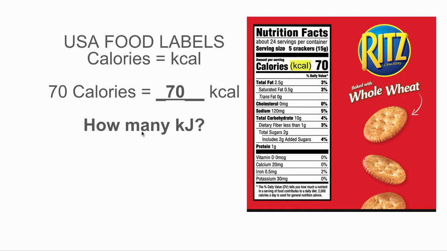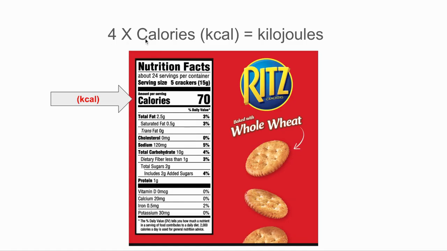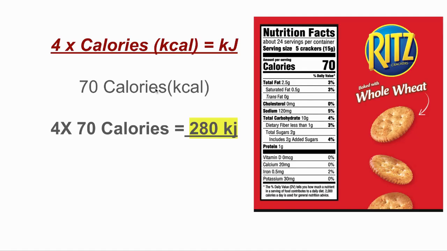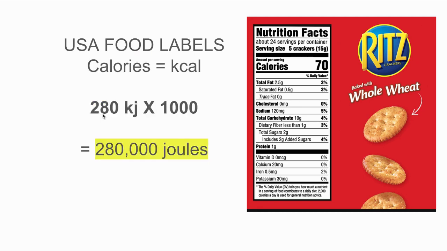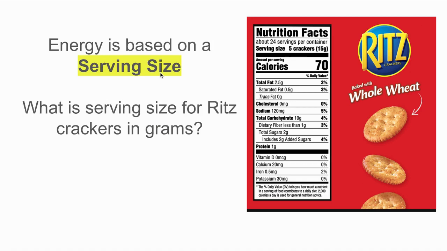Great. How do I convert this to kilojoules? Remember, it's 4 times the kcal. 4 times the calories. 4 times 70 equals 280 kilojoules. Now that you know the kilojoules, you should be able to determine how many joules of energy. Kilo means 1,000, so 280 kilojoules times 1,000 gives me 280,000 joules. This is based on serving size.